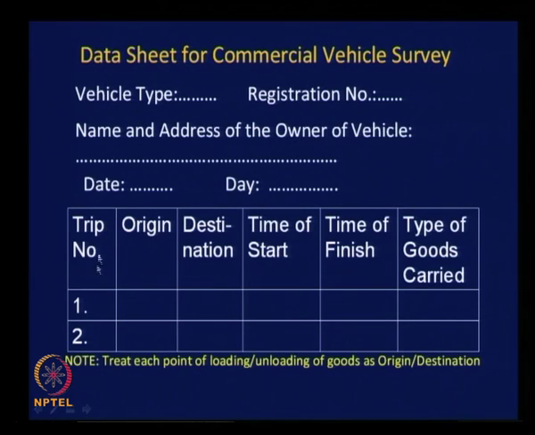And for each trip number, you should know the origin, destination, time of start, time of finish, type of goods carried, and the footnote is also important. Treat each point of loading / unloading of goods as origin / destination. This is quite common for goods movement in an urban area.